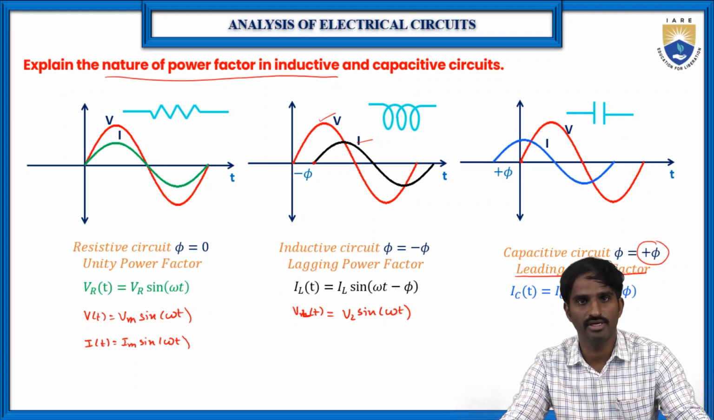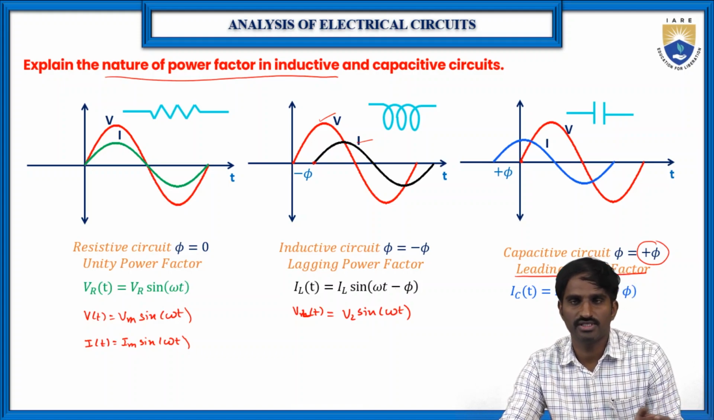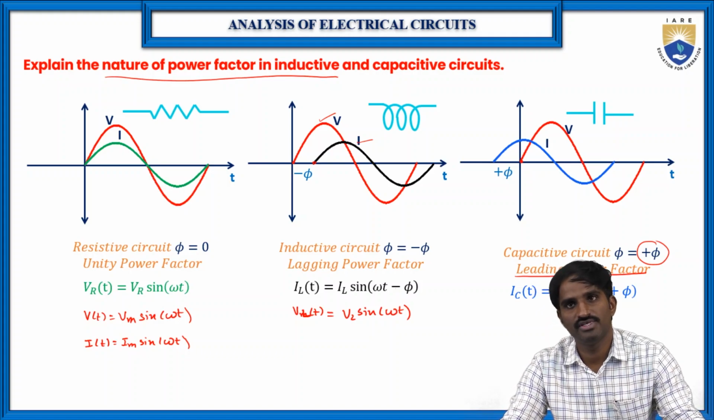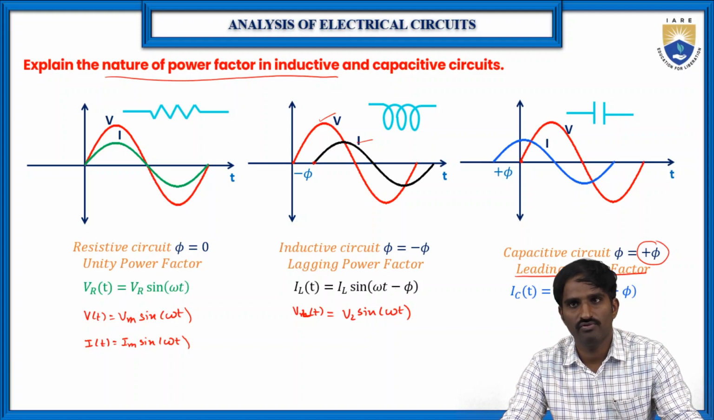I hope everybody understood what is meant by the power factor, how to find the power factor, and what the nature of the power factor is in different circuits. For resistive circuits, the nature of the power factor is unity power factor, in inductive circuits it is the lagging power factor, and in capacitive circuits it is a leading power factor.